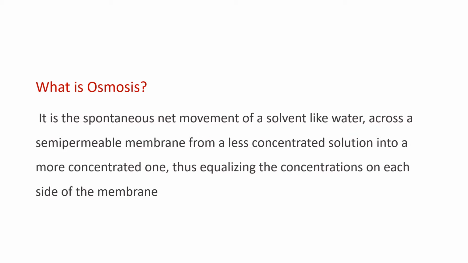You have already learned about osmosis in the plus 2 classes. We know it is the spontaneous net movement of a solvent like water across a semi-permeable membrane from a less concentrated solution into a more concentrated one, thus equalizing the concentrations on each side of the membrane.